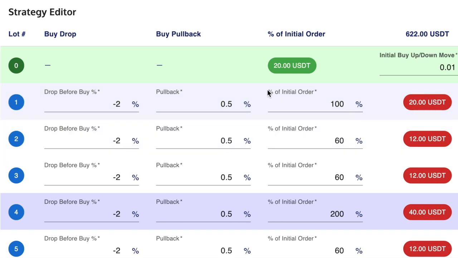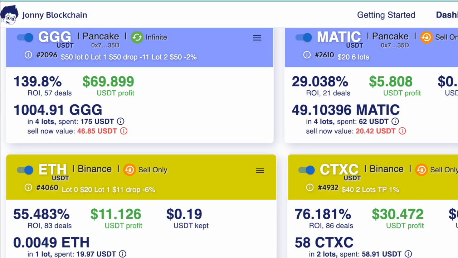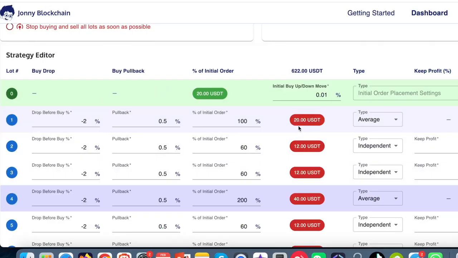Then you come to this one where it says percentage of initial order. This is set to 100, meaning if your first trade is $20, it's also going to use $20 to do the second trade. So now let's have a look in a bit more detail at how the bot copes in a bear run. I've taken all the information from this screen and I've put it inside a spreadsheet so we can go into a bit more detail to see how the bot copes in a bear run.